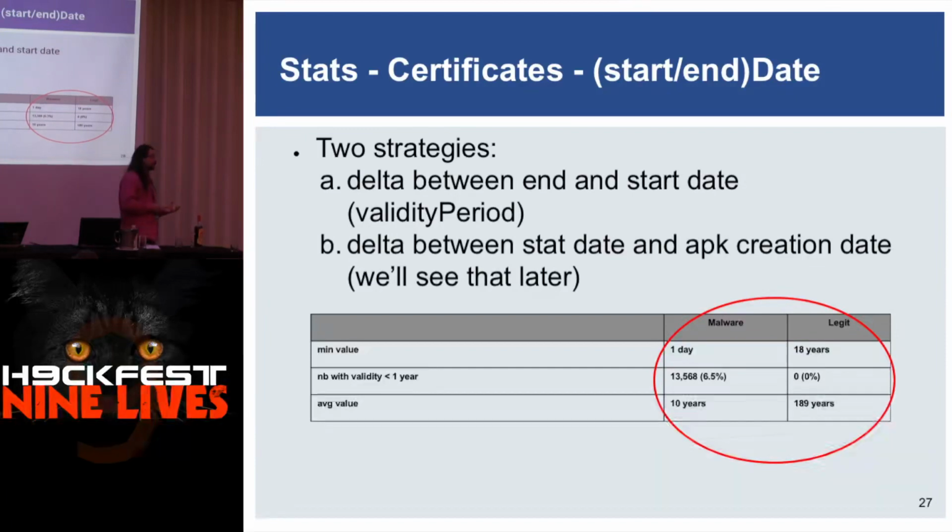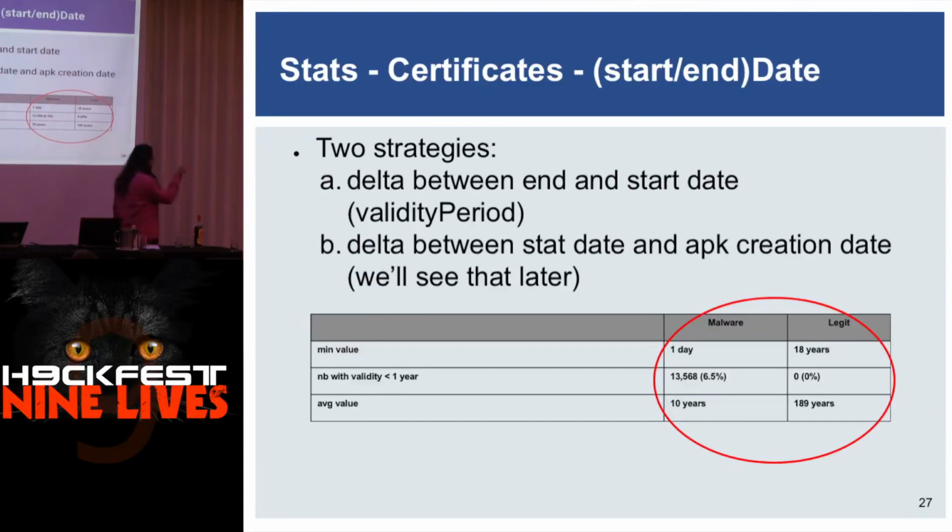For malware, the minimum value is 1 day. So they really don't care about the validity period. It's going to be installed anyway, even if it's not valid anymore. And let's say the average for malware is 10 years, and for legitimate applications it is 189 years. So there's a huge difference between the validity period of malware and legitimate applications. This is something that we can look at very easily, and when you guys write your malware, you should be careful with that.